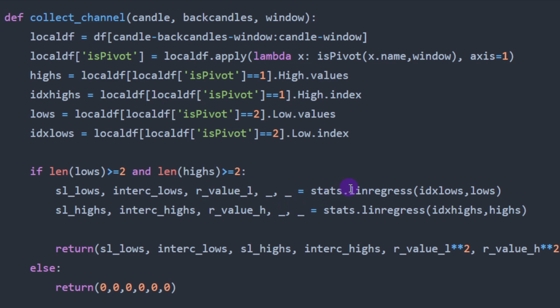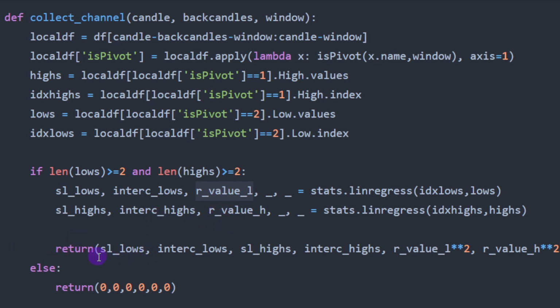Then we will use the linear regression to fit a segment or a line on the lows and on the high pivot points. And this is going to return the slope of the lows, the slope of the highs, and the intercept of both these segments. The R value might be used later on. If you want to make your algorithm more selective, you might want to add a condition that if a channel has less than a certain limit of R squared, you're not going to take it into account. We didn't use it for this video, but it's there in case anyone wants to experiment on this part.